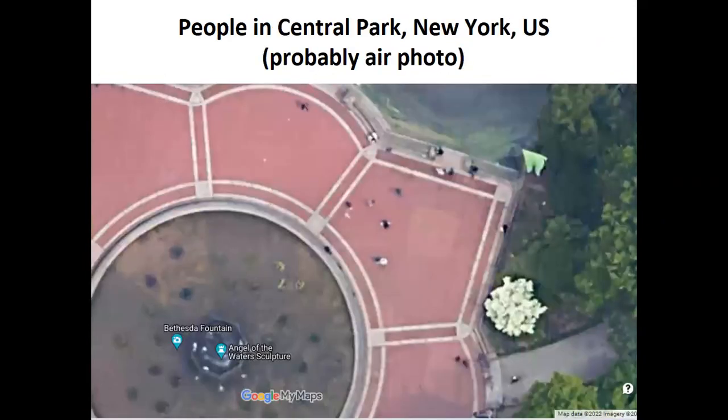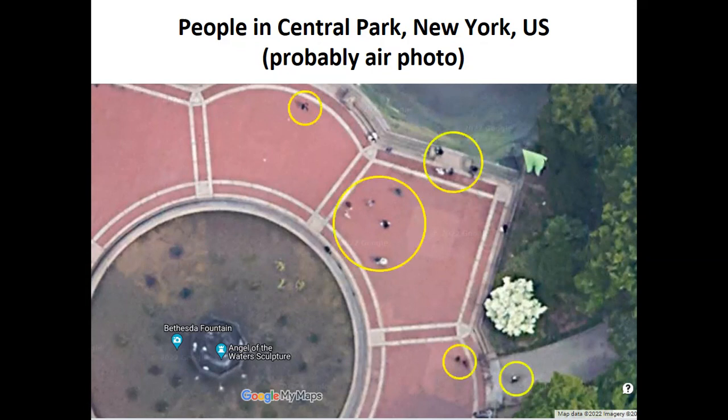That's another image from Central Park in New York. Probably this is an aerial photo in this particular case, but even with an aerial photo, we can see particular people, but we cannot identify even their gender. We cannot identify the color of skin, for example, or see the faces of the people. So we cannot identify a particular person with satellite imagery.